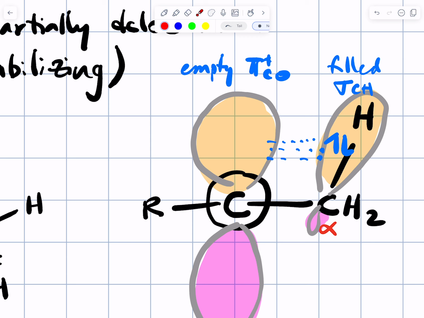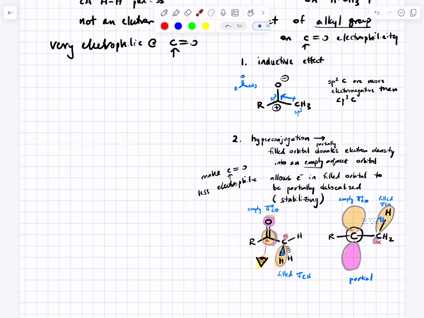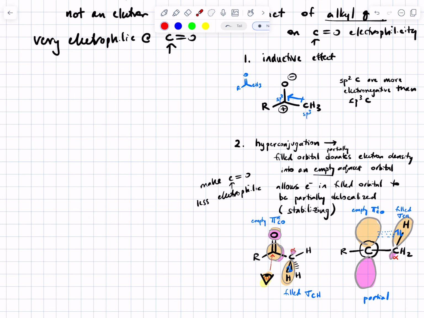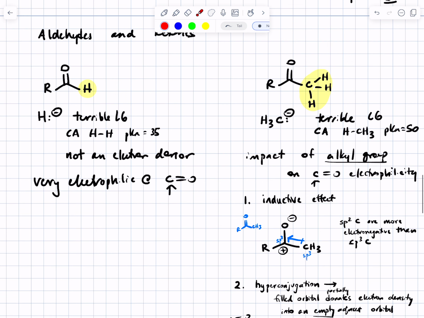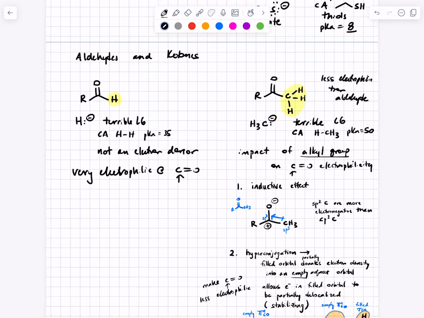Okay? Questions about that? So overall, you predict the ketone is going to be less electrophilic, still electrophilic, but a little bit less electrophilic than the aldehyde. All right, questions about that?